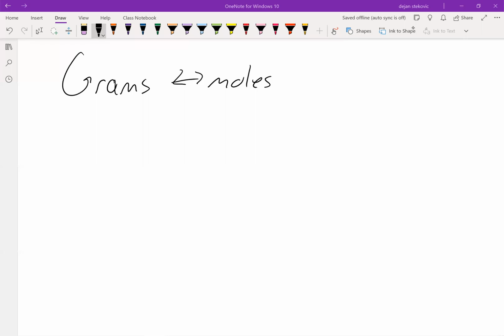All right, so we've learned how to go from molecules or atoms to moles. However, that's not really helpful in a practical application. The real secret here is how we go from grams to moles. So let's go back to our egg example.